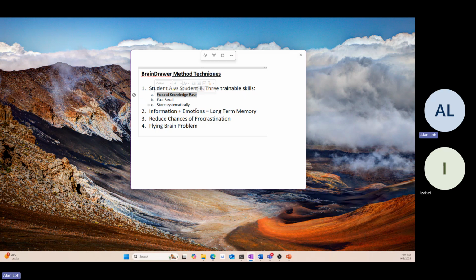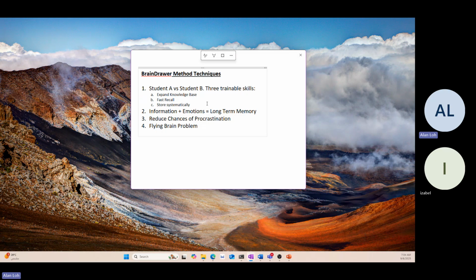Let's name them student A and student B. Let's name Easy as student B right now. And how do we make Easy become student A? Student A is the sharper, better version of student B. That means a better version of Easy today. And there are 3 main trainable skills. Number 1 is the one that you mentioned just now. She has a bigger knowledge base. Easy A knows more than Easy B.